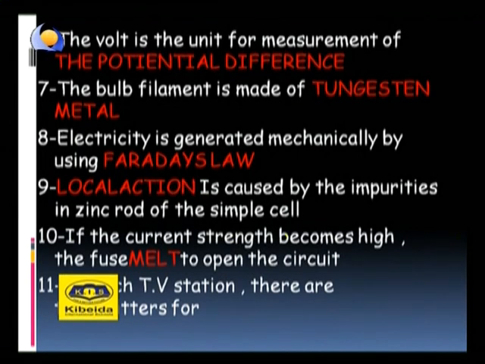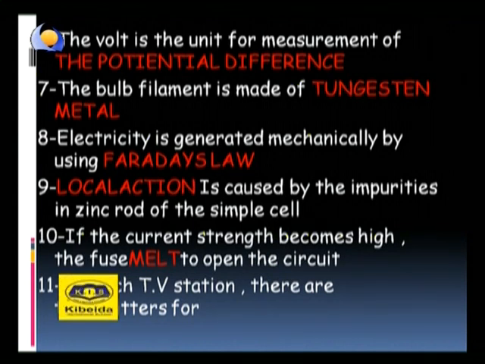Number six, the volt is the unit for measurement of the potential difference. We divided the factors that affect the electric current into potential difference, current strength, and resistance. Potential difference is the force that pushes the electrons between two points. If we want to measure this value, the volt is the unit for measurement of potential difference and the device is the voltmeter. So you have to differentiate between volt and voltmeter.